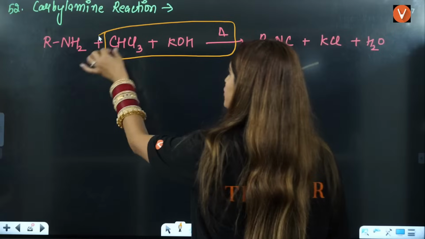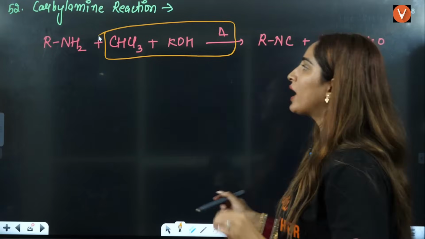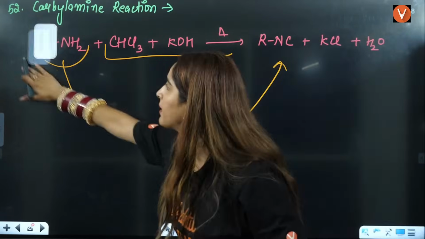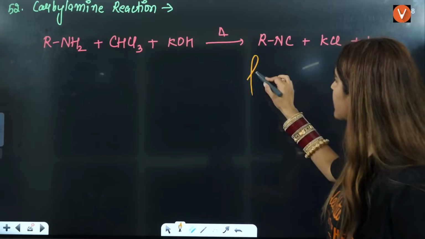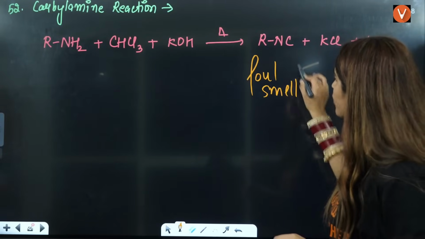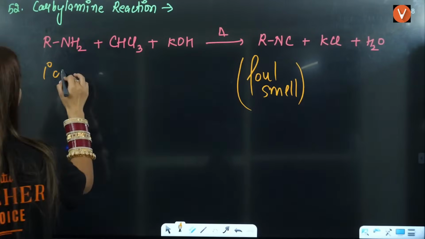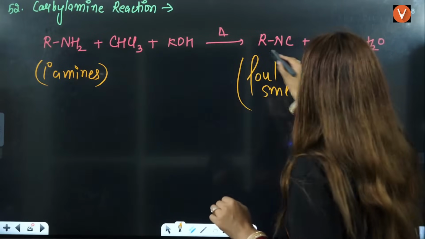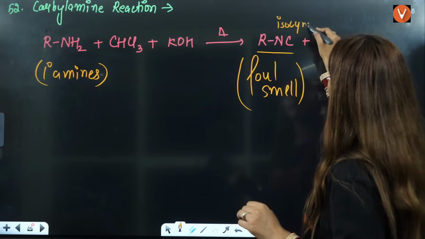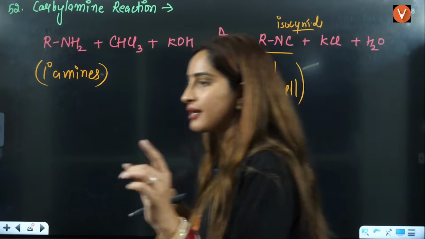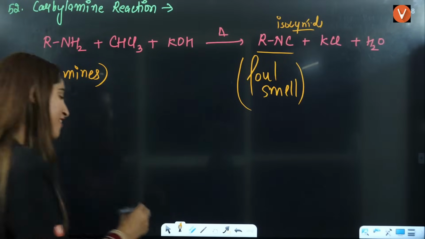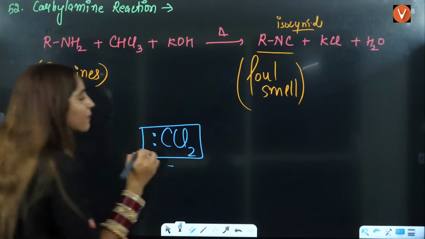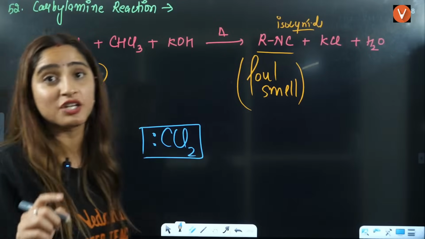So here it is RNH2, CHCl3 chloroform plus KOH. What will happen? This RNH2 will be converted to RNC, that is nothing but isocyanide, which has a very foul smell. So this is used to detect primary amines. For the detection of primary amines, we use this reaction. Very good, I'm so happy to know that. The electrophile is CCl2, ma'am, dichlorocarbene is formed. The same thing we did in the Reimer-Tiemann reaction, if you remember.